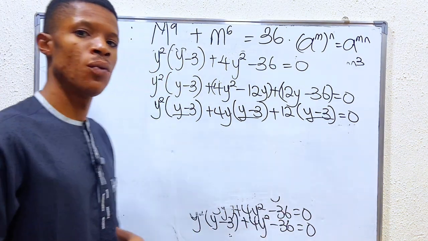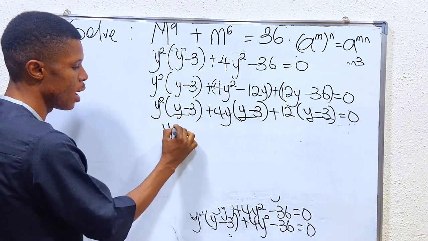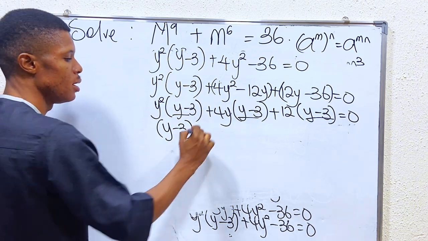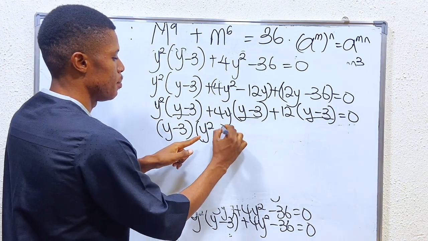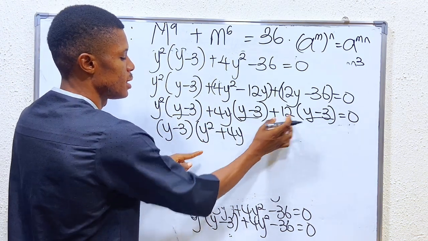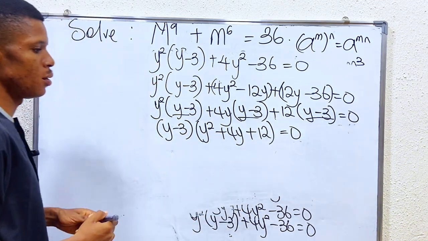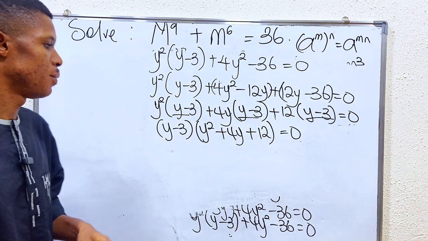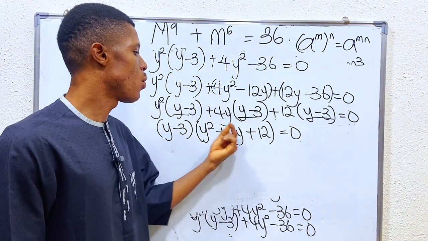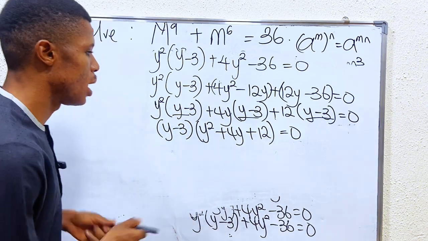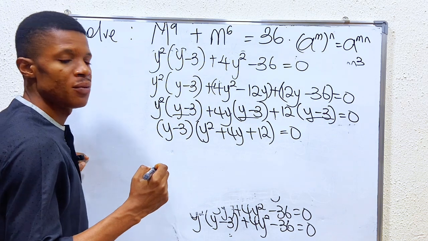By factoring, what do we observe? Since y minus 3 is common, we have y minus 3 into y squared plus 4y plus 12 equal to 0. This is now a quadratic function. Can we actually solve this? Let's check.